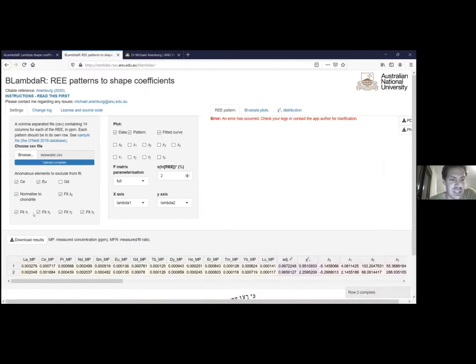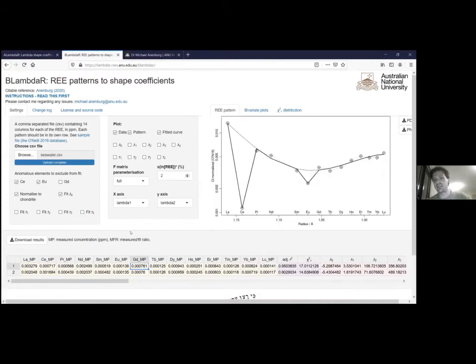I'll show another example with seawater. So with seawater, there's also a debate in the literature whether seawater has a tetrad effect or not. So this data, this is seawater normalized to chondrite. It's usually normalized to sediments or PAAS, but in this case, I'm using chondrites. And the curve looks kind of okay, but not perfect. We can fit tetrads, and it just makes the pattern fit perfectly, okay?